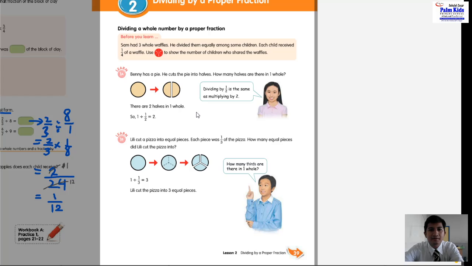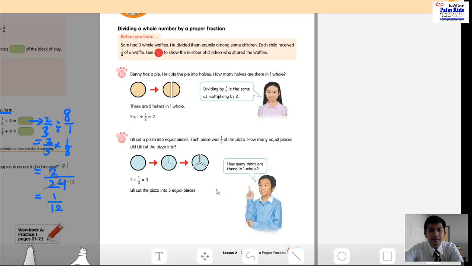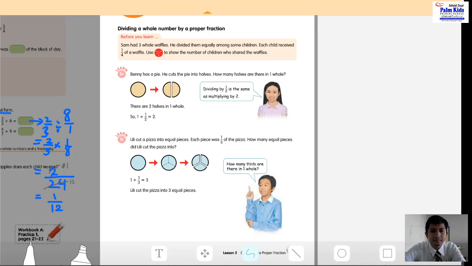Benny has a pie. He cuts the pie into halves. How many halves are there in one whole? So there are two halves in one whole. 1 divided by 1/2 equals 2. If you do it by the method that we learned last time, it is like this. Remember, we change the division into multiplication and then switch the numerator and the denominator. Since 1 multiplied by 2 is 2, 2 per 1 equals 2.